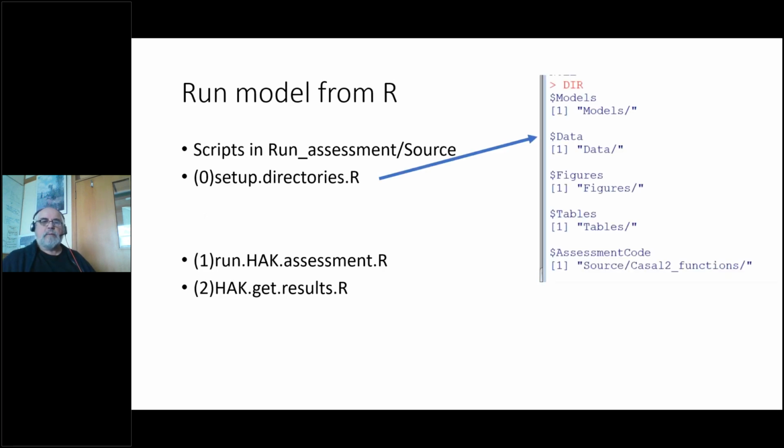So to run it from R, I've got scripts in the run assessment /source, and there's 3 files. The first one is just a setup, and over here it creates this dir, which is for directories. So it has $models, so it gives what the model directory structure is. Same with data, figures, tables, and the assessment code.